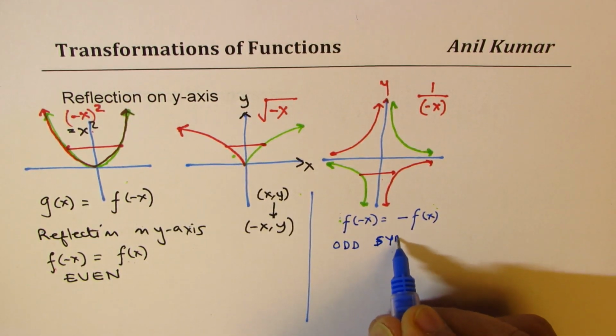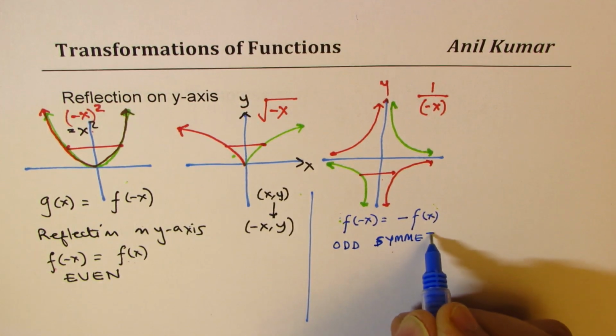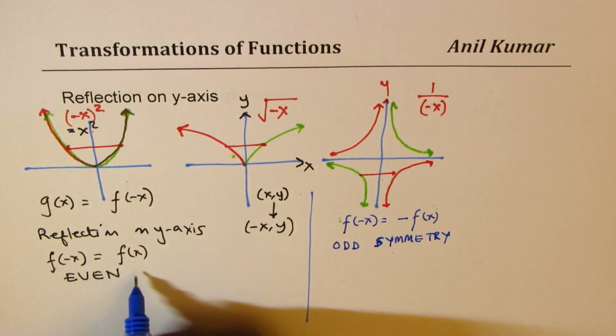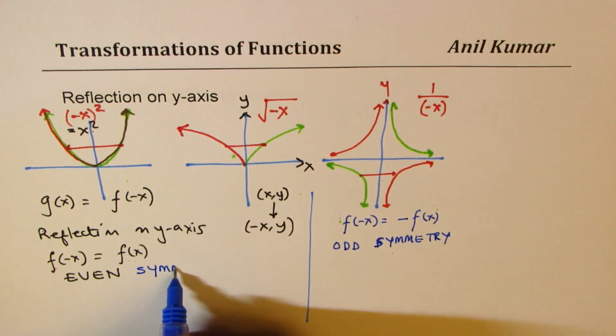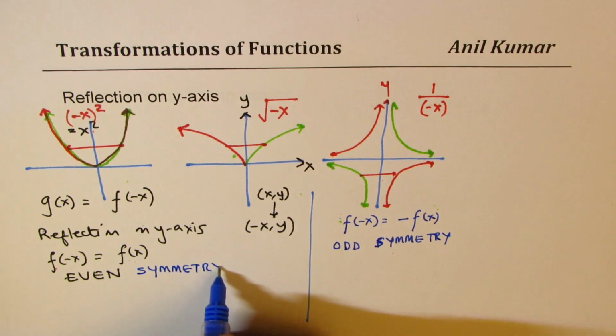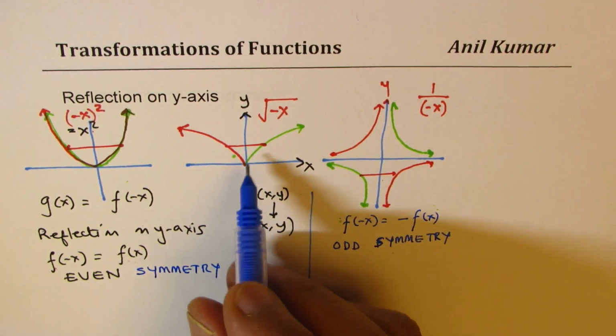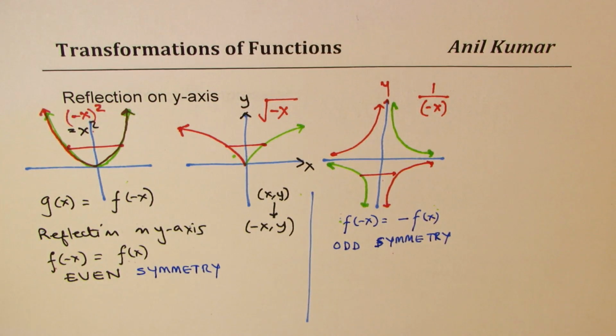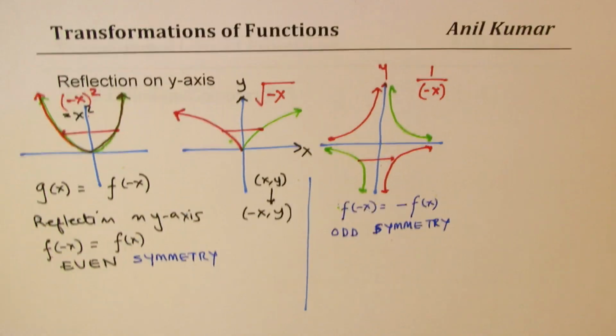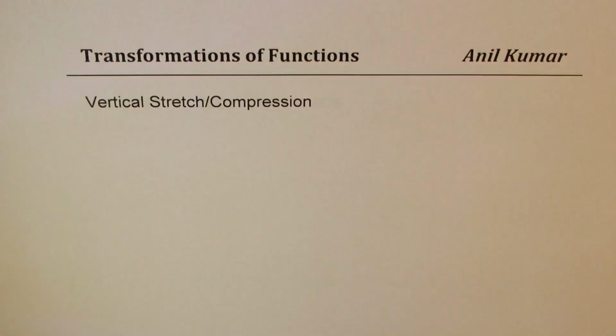Let me write symmetry. We'll say even symmetry. Well, this has neither. So when we talk about reflections, we can also see whether a function has odd symmetry or even symmetry, right? We'll get back to these topics once we do combination, but I'm just giving you an overview at present.